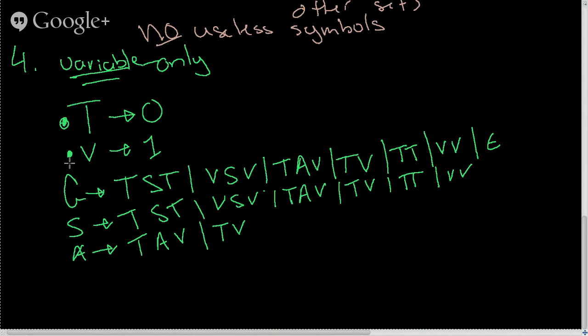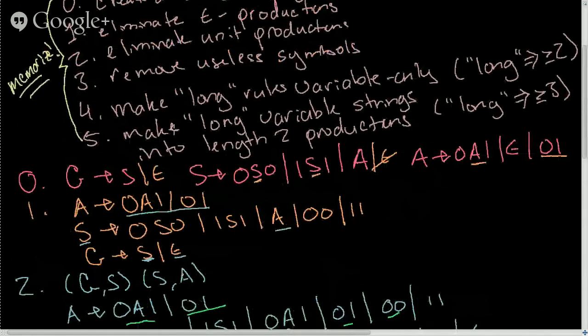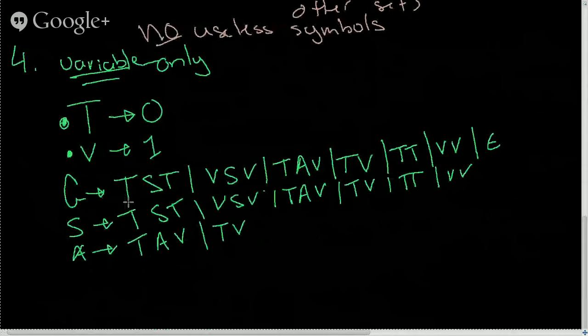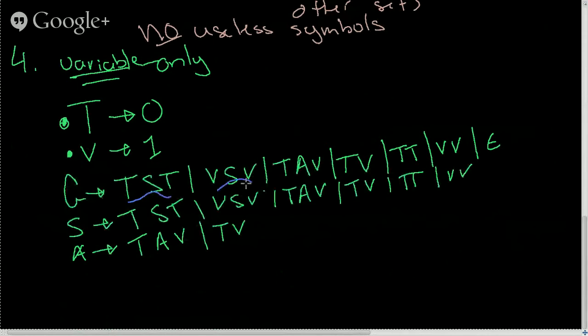So we are on the last step, which says make all long variable strings into length 2 productions. And so for this last step, long is going to mean anything that's greater than or equal to 3. We just need to bring it down to length 2. So what do we have that is greater than or equal to 3? We have this.